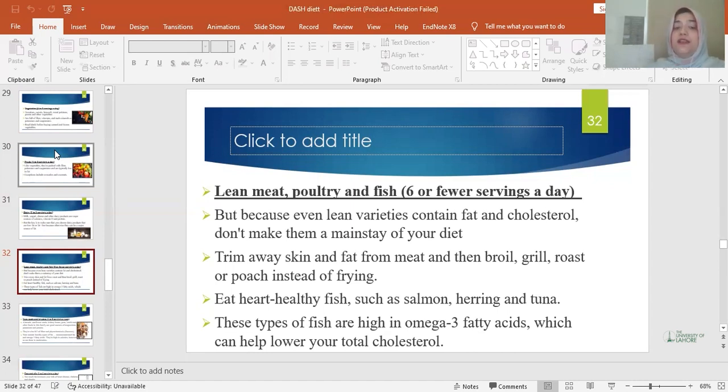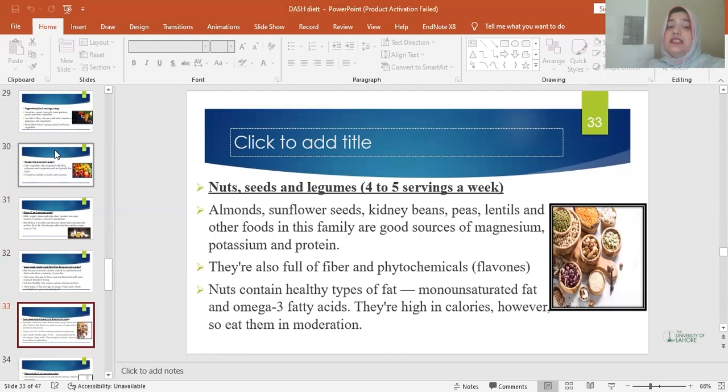Eat healthy fish such as salmon, herring, and tuna. These types of fish are high in omega-3 fatty acids, which can help lower your total cholesterol. Nuts, seeds, and legumes should be a part of your daily routine, and try to add at least 4 servings of nuts in your diet plan on a weekly basis.